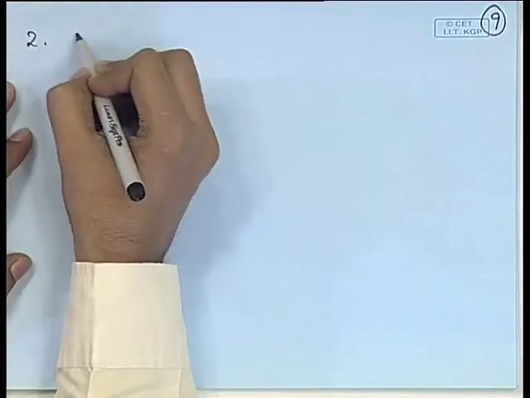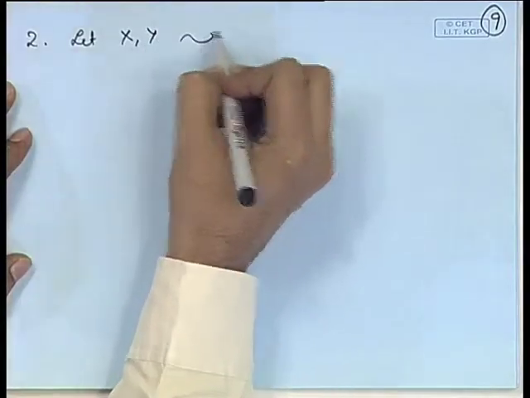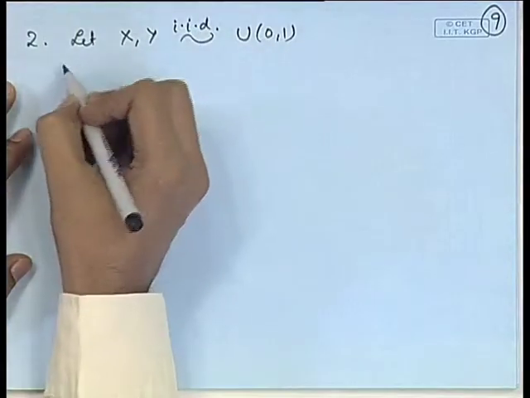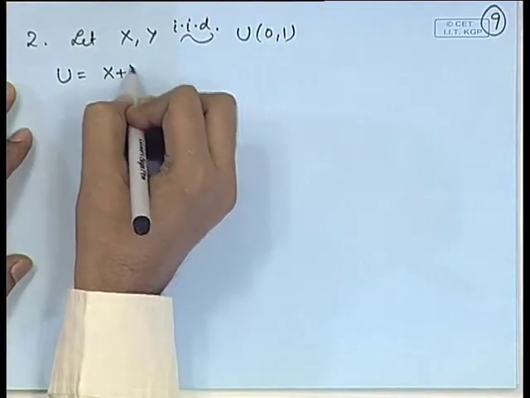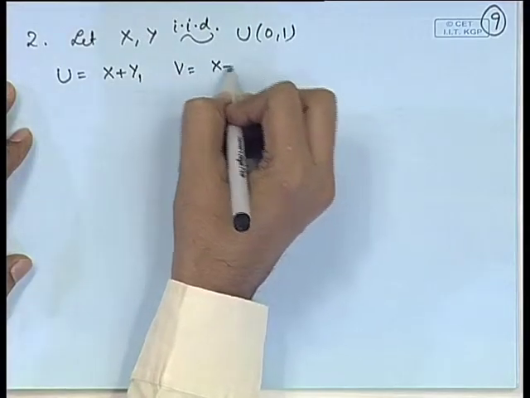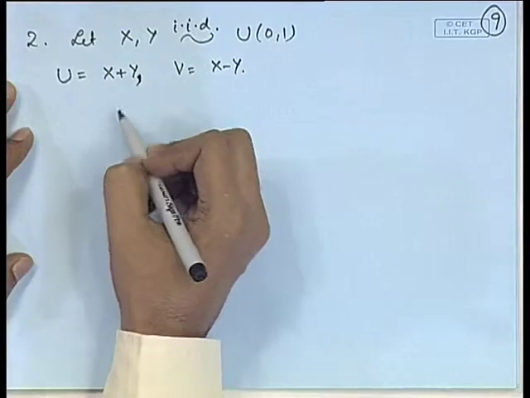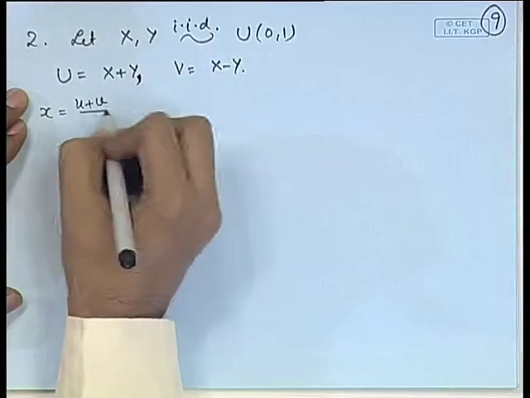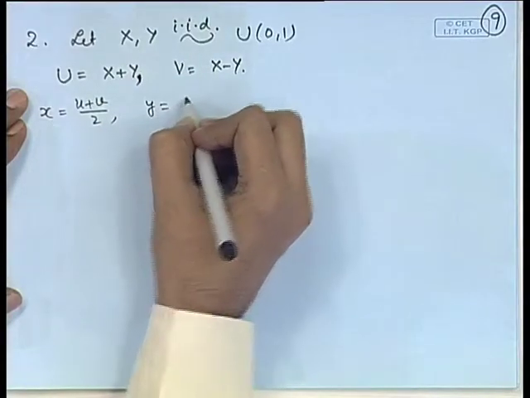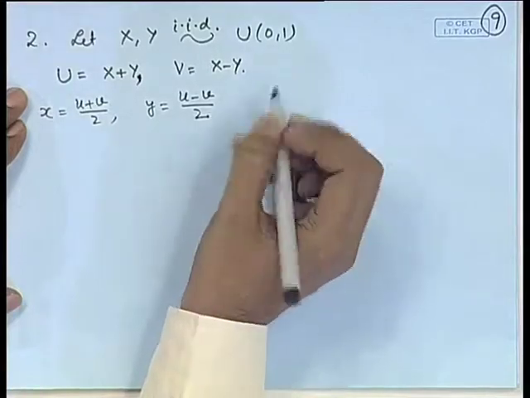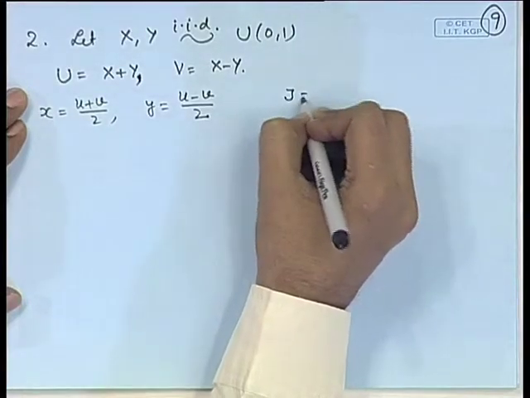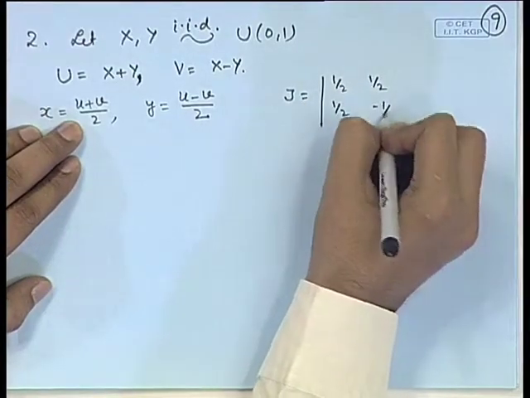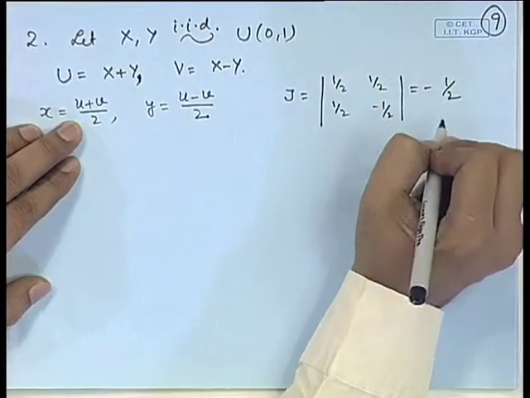Let us take uniform distributions. Let x and y be independent and identically distributed uniform random variables. Let us define, say, u is equal to x plus y and v is equal to, say, x minus y. Now, clearly this is a one-to-one transformation. x is equal to u plus v by 2 and y is equal to u minus v by 2. So, if we look at the Jacobian term, dou x by dou u is half, half, half and minus half, which is equal to minus half.